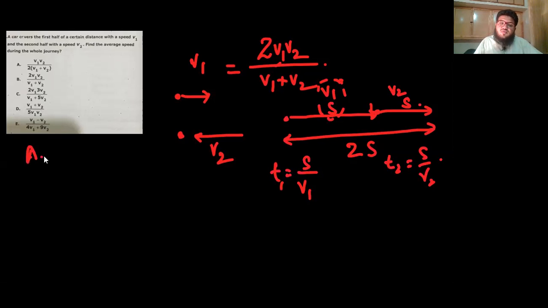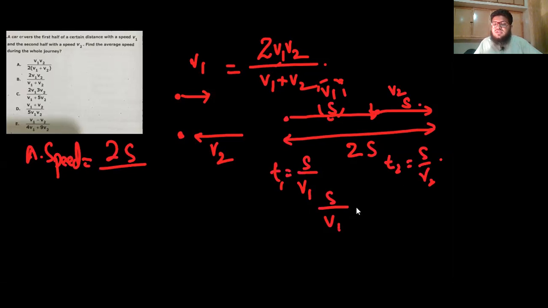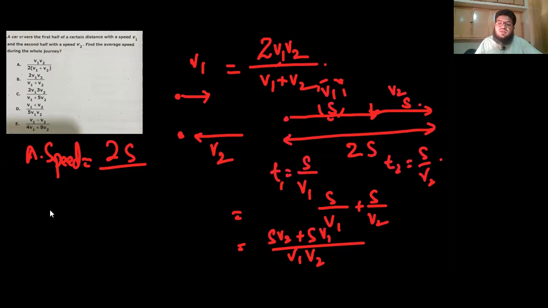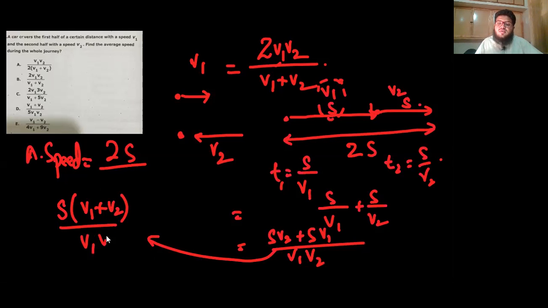तो एवरेज स्पीड का फॉर्मूला क्या है, एवरेज स्पीड इज टोटल डिस्टेंस अपॉन टोटल टाइम. टोटल डिस्टेंस कितना है, 2s. टोटल टाइम कितना है, इन दोनों का सम. सो s अपॉन v1 प्लस s अपॉन v2, इनको सम कर दें. ये हो जाएगा v1 v2 एंड ये हो जाएगा sv2 प्लस sv1. अच्छा, s को कॉमन भी निकाल सकते हैं आप. तो s को जब कॉमन निकालेंगे तो ये v1 प्लस v2 अपॉन v1 v2 हो जाएगा, राइट?